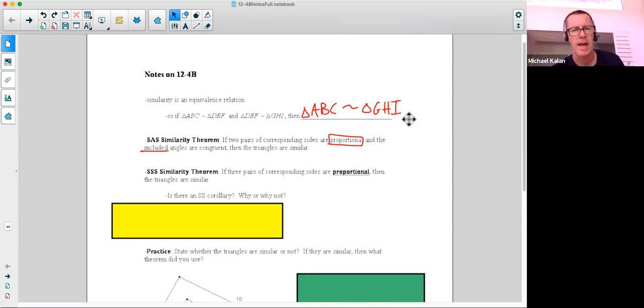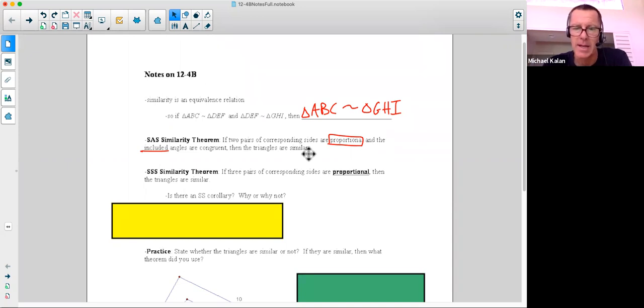Okay, so the SAS similarity theorem, aka the SASS theorem. If two pairs of corresponding sides are proportional and the included angles are congruent, notice the proportional being circled and included angles congruent underlined, then the triangles are similar. You don't have to have the sides congruent, obviously, because if they were, we'd be proving congruence, not similarity. But if they're in proportion, and the included angle is congruent, then you're going to have similar triangles.